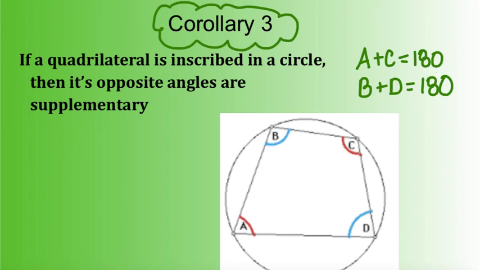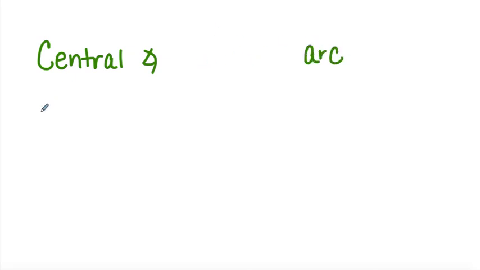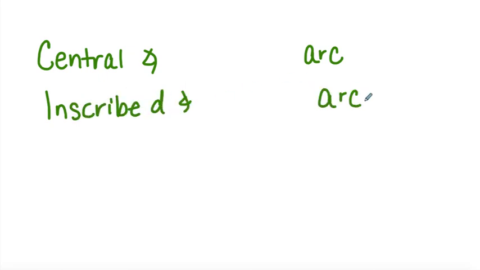I know we have a lot going on right here, guys, and it was a lot of information. So let's just recap. We need to know what a central angle is, and how it relates to the arc. So it equals the measure of the arc. You need to know what an inscribed angle is and how it relates to the arc. And then you need to review the three corollaries to the inscribed angle theorem, okay?